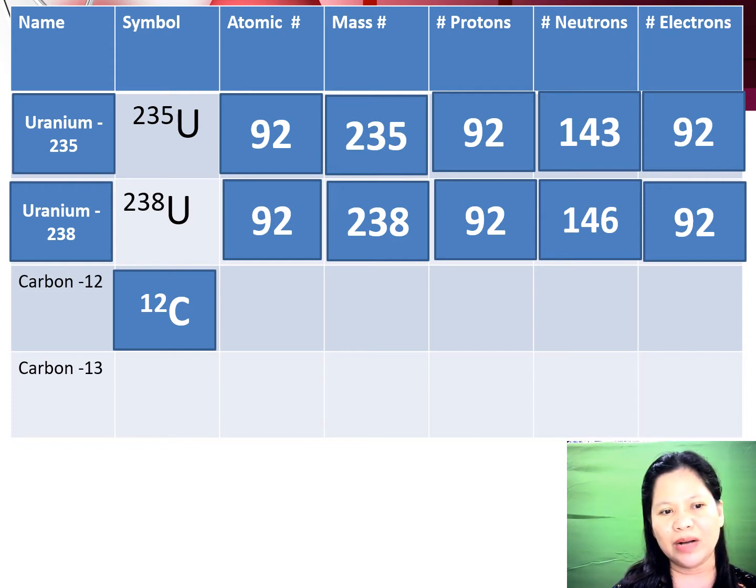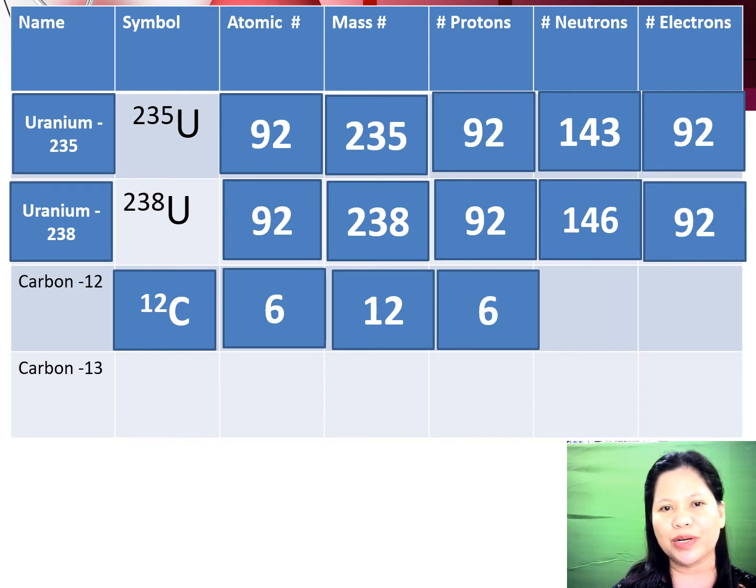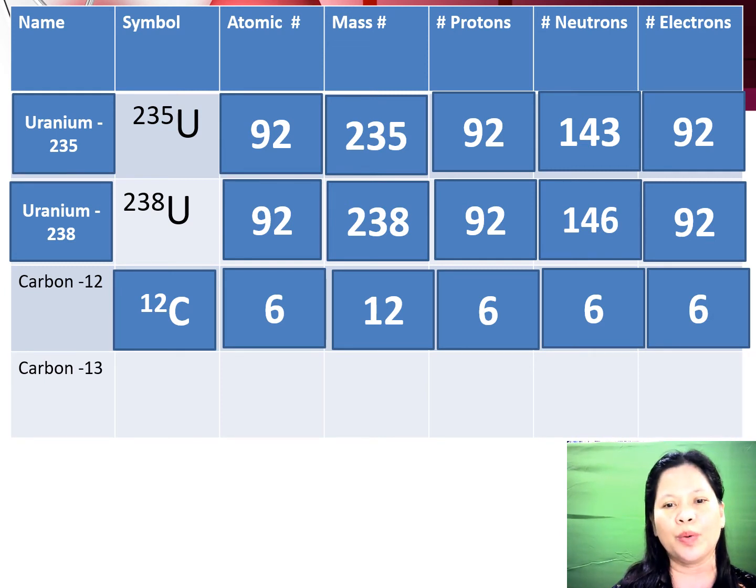Okay, let's have the third example, carbon-12. In symbol, you have carbon-12. So what would be the mass? The mass is 12. So what would be the atomic number of carbon? Can you check your periodic table? Okay, very good. So that is 6. So the atomic number is 6, therefore the protons is 6. Then the electrons is 6. And neutron is also 6. So how do we get 6? Just subtract mass number 12 minus protons, which is 6. So the answer is 6.